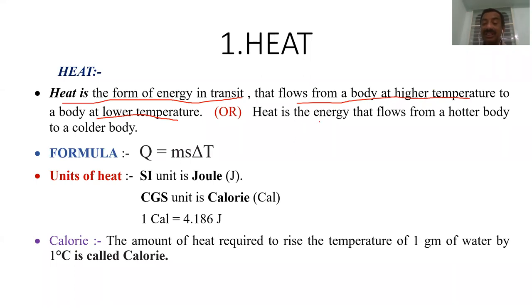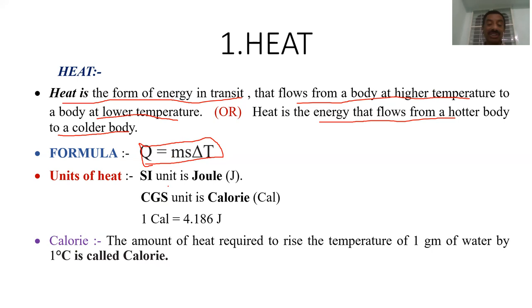Heat is the energy that flows from a hotter body to a colder body, you can also write it like this. Heat symbol is Q. The formula for heat is Q is equal to m s delta T. Q is the heat energy, m is the mass of the substance, s is the specific heat of the substance, delta T is the change in temperature. If asked to expand the terms: Q is heat, m is mass, s is specific heat, delta T is change in temperature.